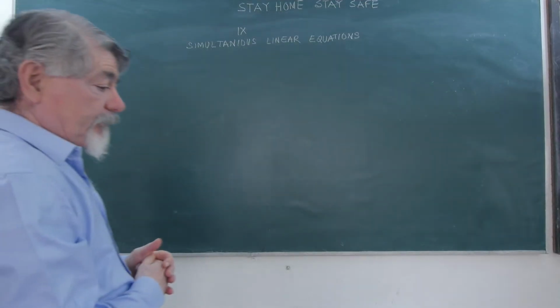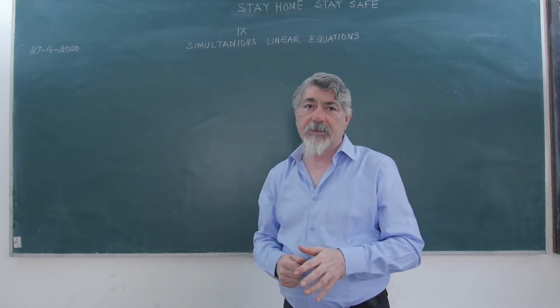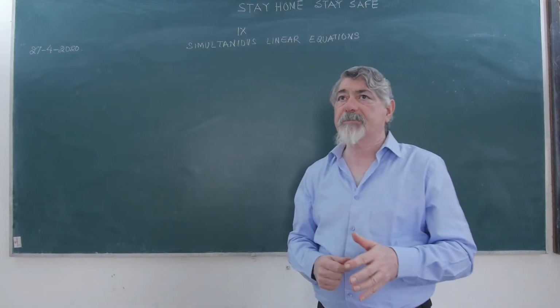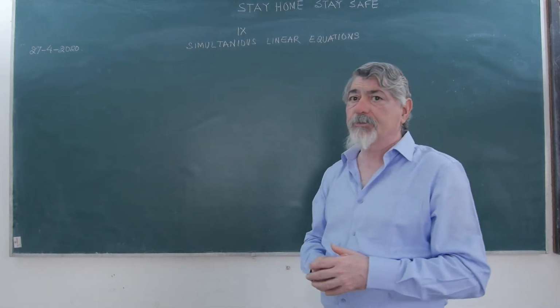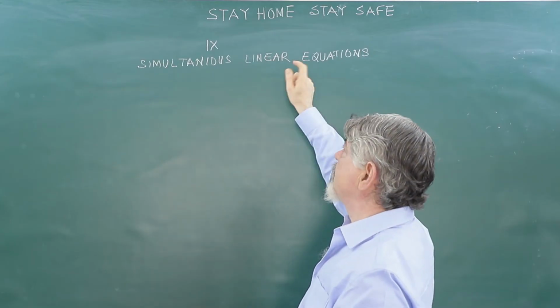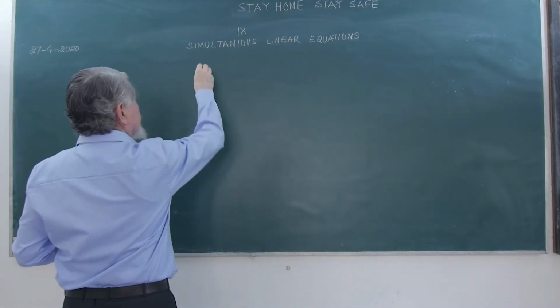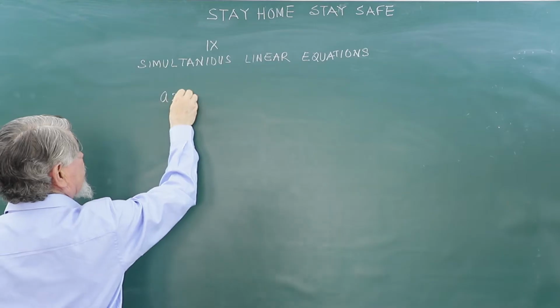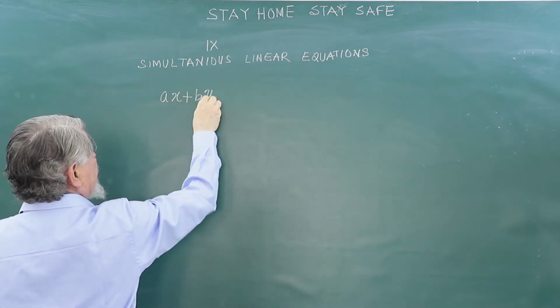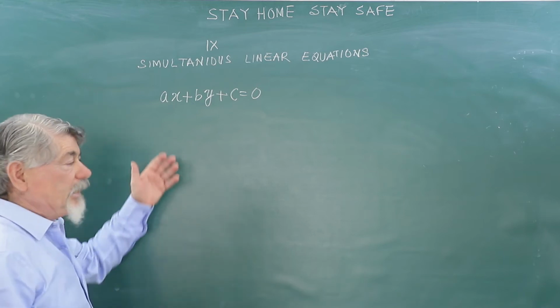For standard 9th, we have already finished the factorization and we have finished the expansions. Now I am going to go to the next chapter, which is simultaneous linear equations. We know that an equation of the form ax plus by plus c is equal to 0 is a linear equation.